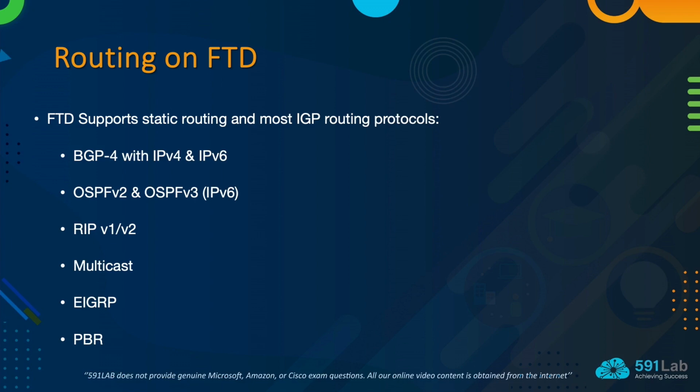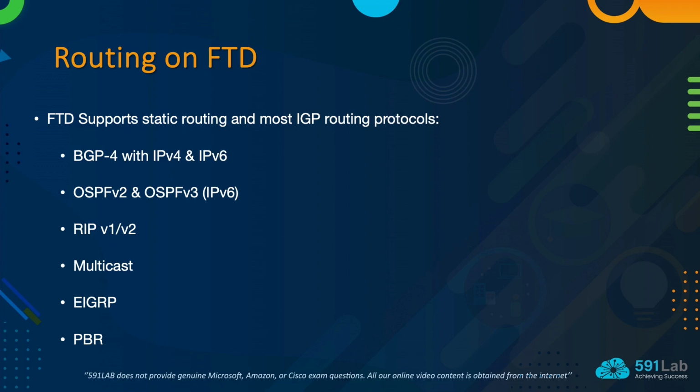The first one is OSPF, which is also known as Open Shortest Path First, a popular interior gateway protocol that uses a link state routing algorithm to calculate the shortest path to a destination network. FTD supports OSPFv2 for IPv4 networks and OSPFv3 for IPv6 networks.